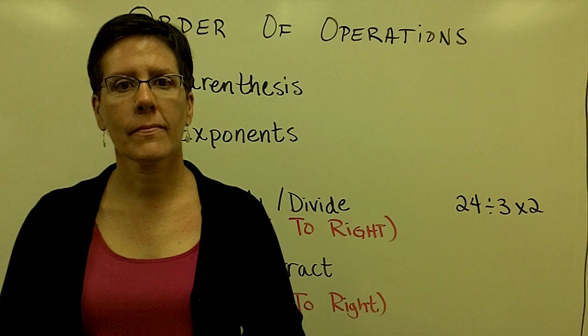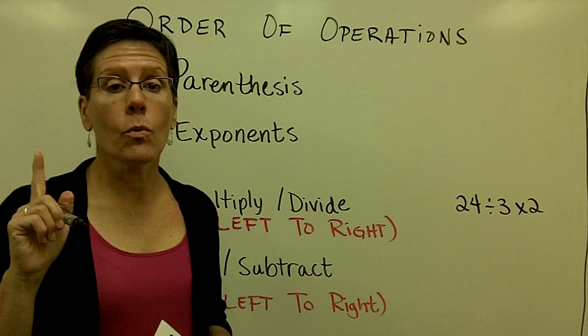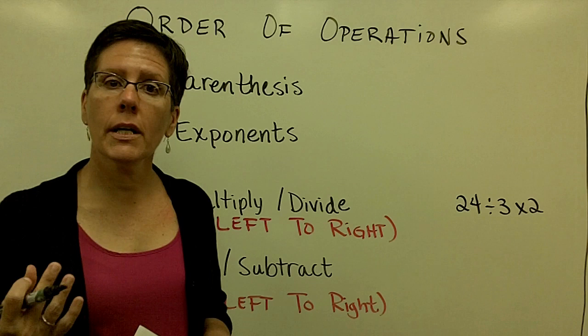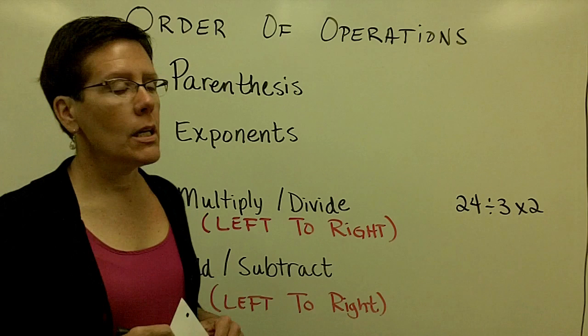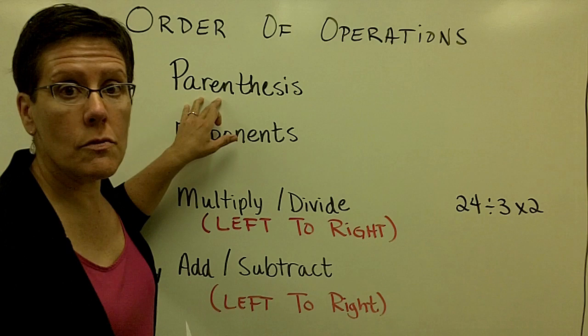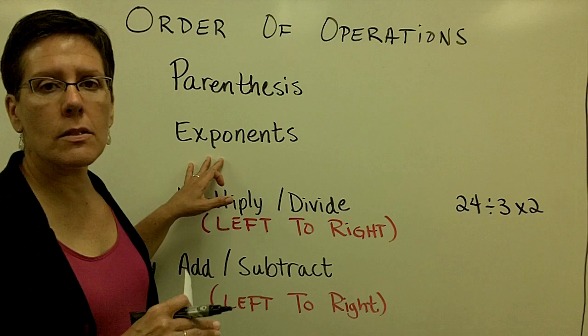Let's review order of operations. Order of operations around the world requires that we as mathematicians and scientists come up with an organized pattern of how we would do mathematics in an organized fashion. And that involves that we've all decided that we would always do what's in the parentheses in a mathematical equation first. After that, if there were any exponents involved, we would raise those bases to the power that is noted next.